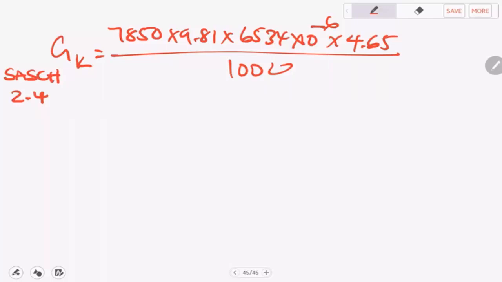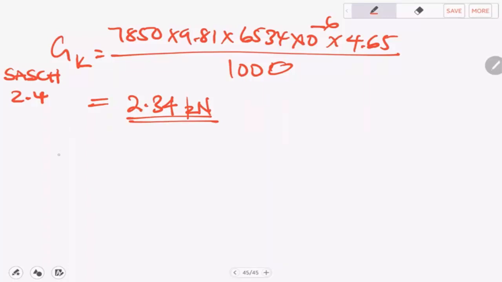Right. So what answer do we get here? I'm getting 2.34. Right, this is going to be kilonewtons. So that is the total self-weight, 2.34 kilonewtons.